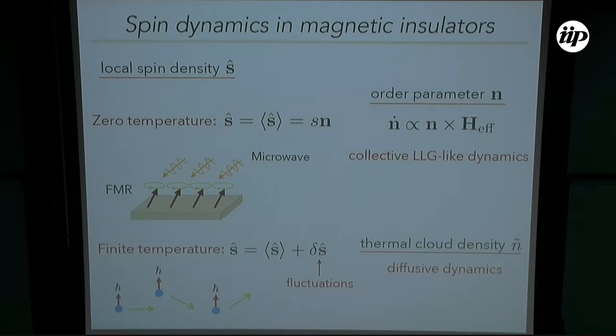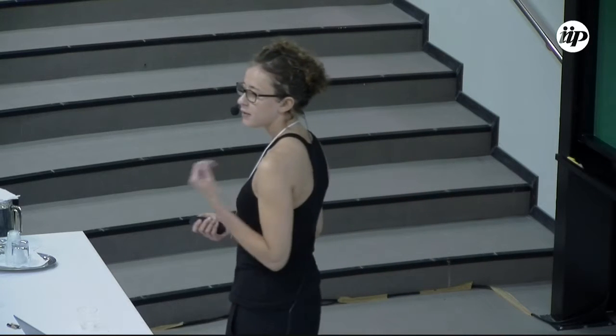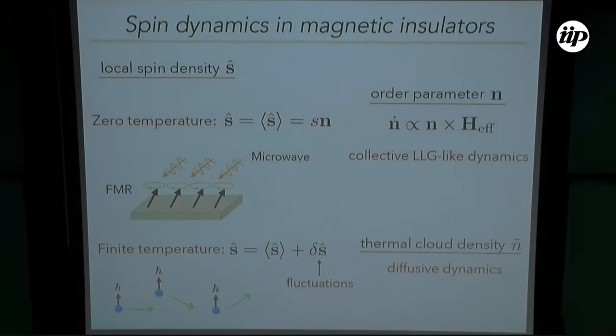This means that we describe the local spin density as the sum of two different components. On one side, you have a zero temperature component, which is given by the ground state value of the local spin density. And this component is proportional to the saturated spin density and the spin density orientational parameter, meaning n, which is a unit vector along the direction of the local spin density. And from now on, I will call this n the order parameter of the system.